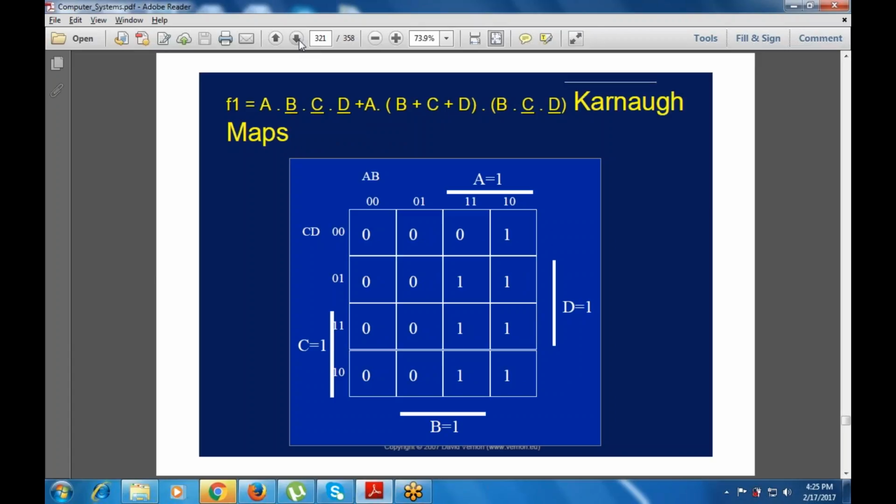Now, if F1 equals A into B dash into C dash into D dash plus A into B plus C plus D into B into C dash into D dash, that is the K map for this one. This is again 0, 0, 0, 1, then 1, 1, 1, 0. Now again it is using the three zeros and the ones, then two zeros, 2, 1, then again two zeros, 2, 1. So this is used with D equals 1 and C equals 1, A equals 1, B equals 1, D equals 1. So these are the various terms that are used over here.